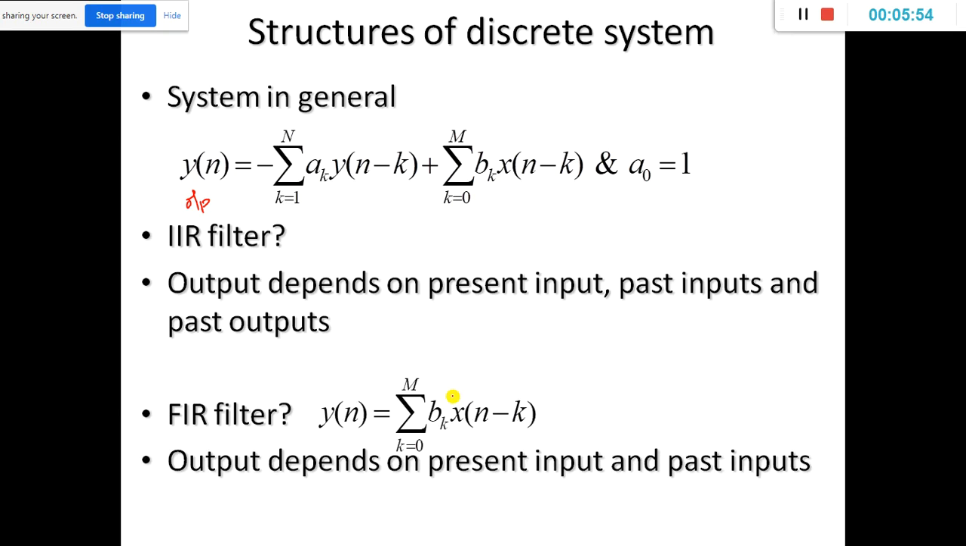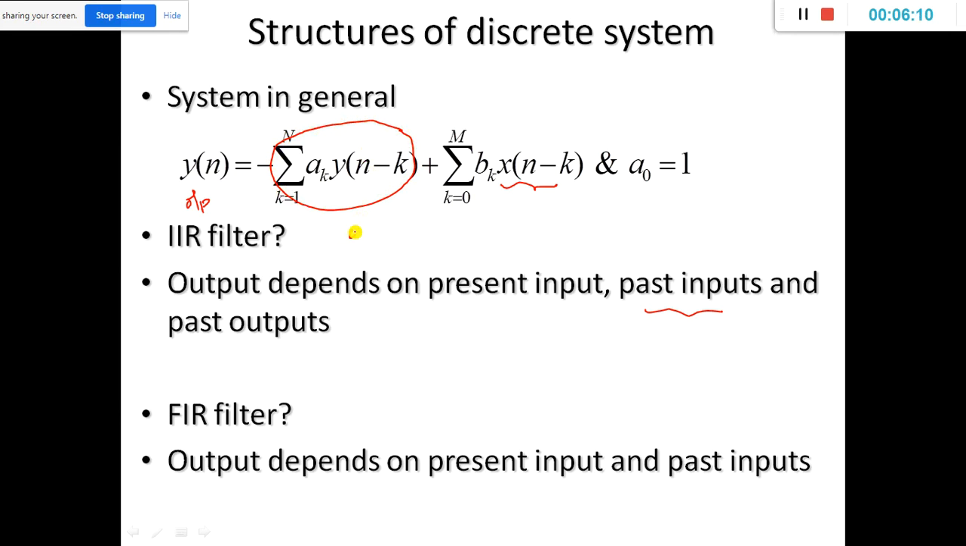right? The output of an IIR filter depends upon my present input, that is x of k, as well as past inputs, x of n minus k, and it also depends upon y of n minus k. What type of output is this? Past output. This is one of the major differences between the IIR filter and the FIR filter.